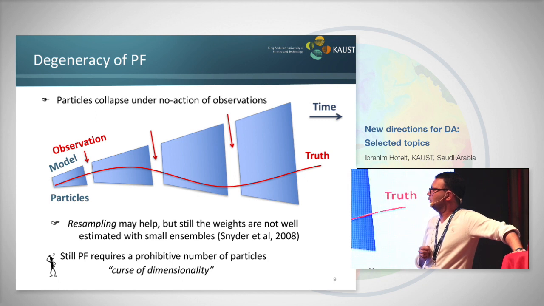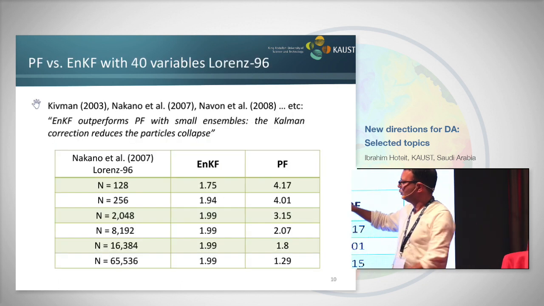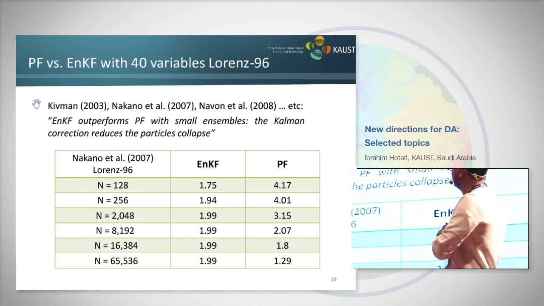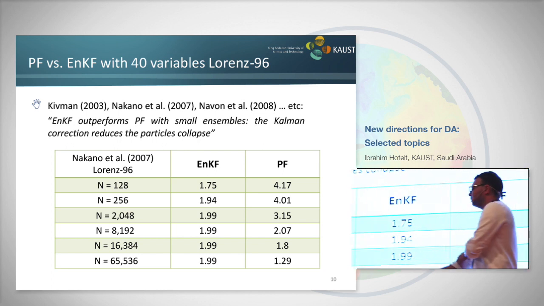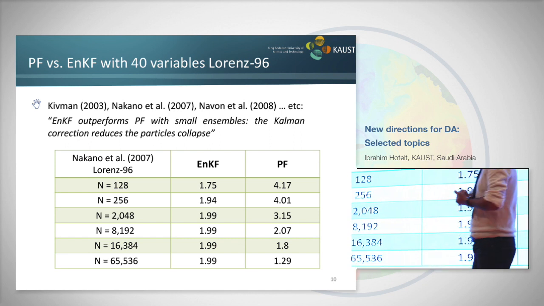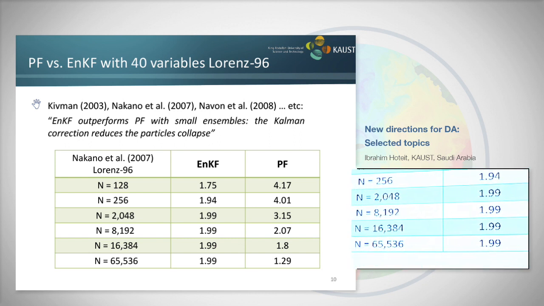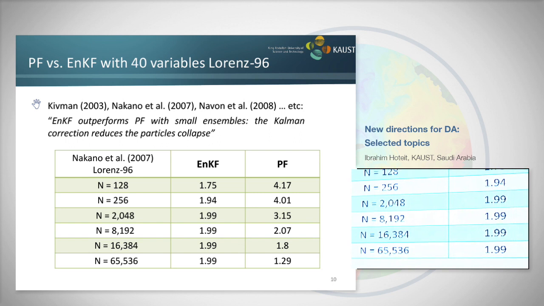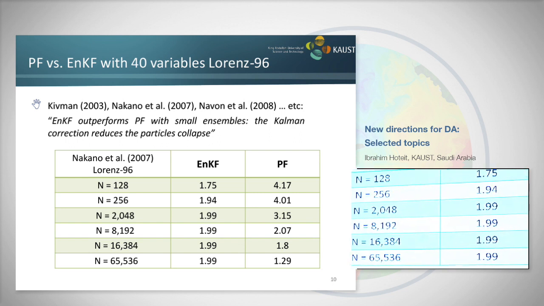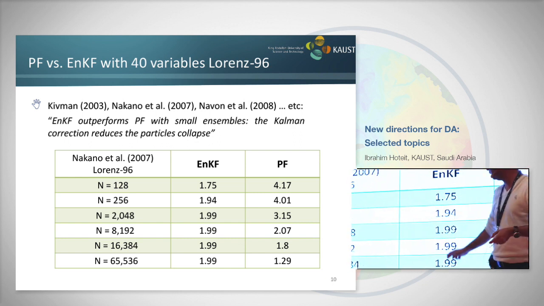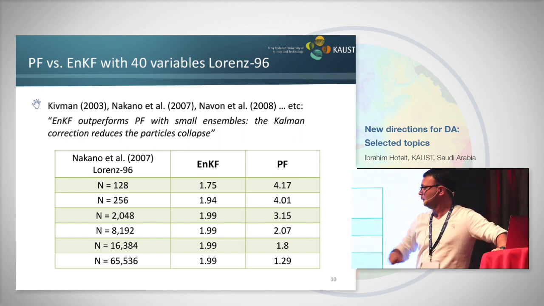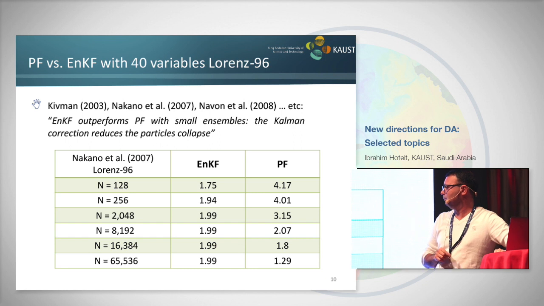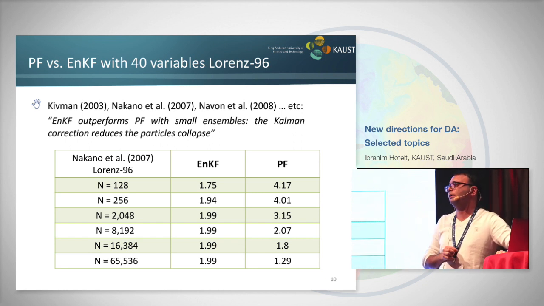Okay? So in 2007, Nakano compared it with the Lorenz 96. They took an EnKF and compared it with the number of particles. This is RMSE, and as you see, they had to go to 65,000 particles with 40 variables, Lorenz 96, to start beating the EnKF. I don't know what kind of EnKF they implemented because I'm surprised that it is stagnating. I would redo that, and I'm sure that even with the EnKF, we can still reduce it. Okay, but 65,000 with 40 model variables. Imagine you have 10 to the 8th model variables.